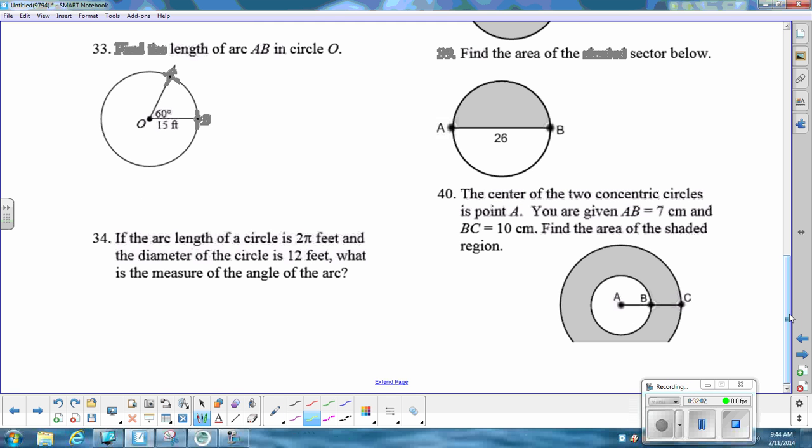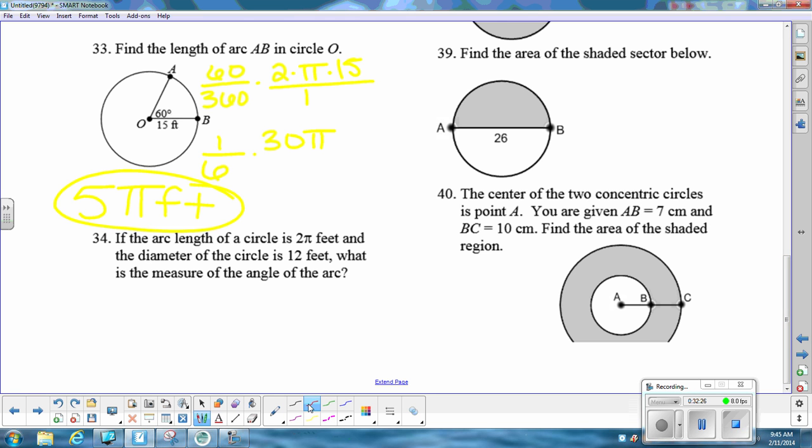Another arc length problem. Our angle is 60. Divide that by 360 times 2 pi times our radius, which is 15. 60 over 360 is 1/6 times 30 pi. So then our answer is 5 pi feet.